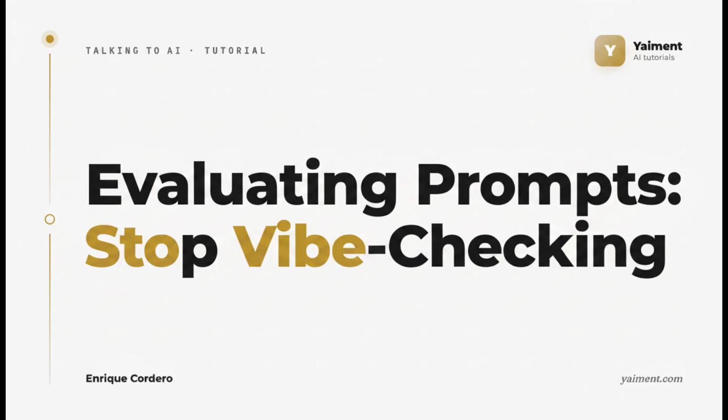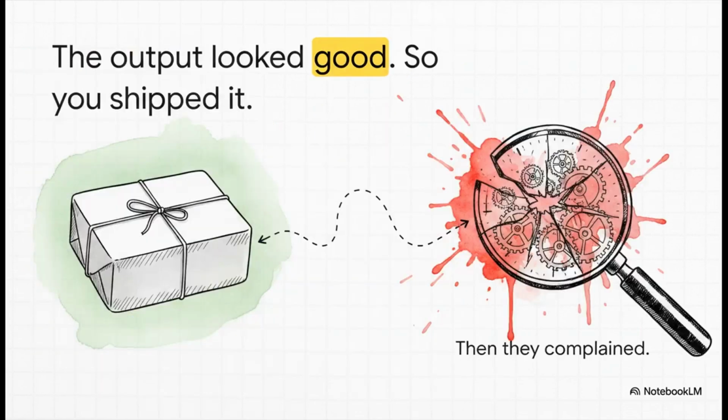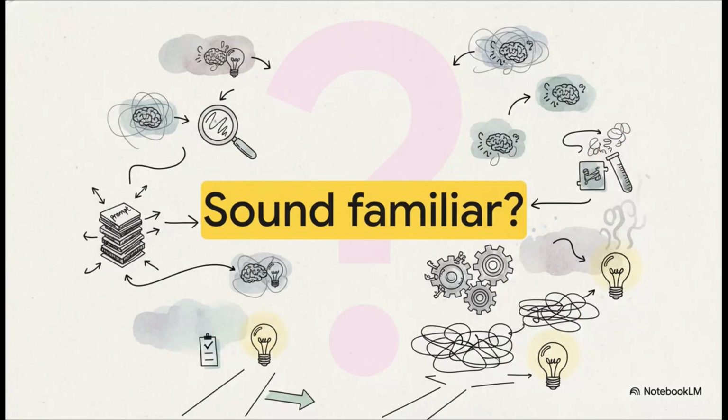Welcome to this explainer. Today we're talking about evaluating prompts and why we really need to stop vibe checking. Okay, picture this. You changed the prompt. You ran it. The output looked pretty good, right? So naturally you shipped it. But then, 2 weeks later, a user reports that it's completely broken. Let me ask you, does that sound familiar?